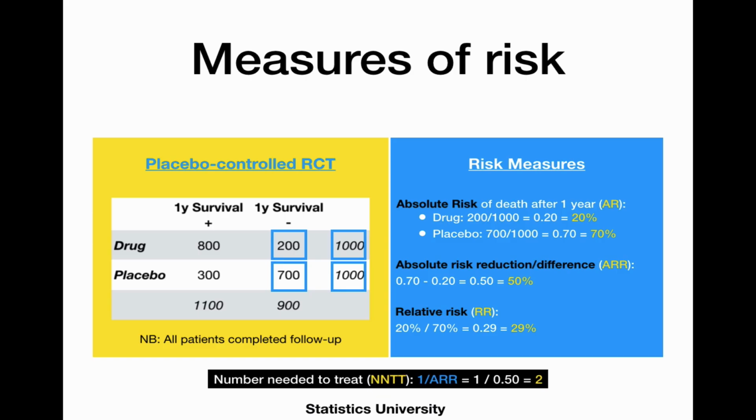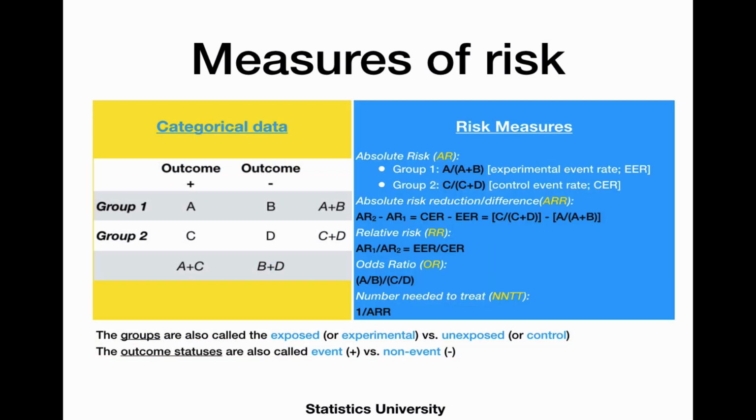Another interesting number to calculate is the number needed to treat, and that is calculated by dividing 1 by the absolute risk reduction, and in this case it will be 1 divided by 0.50, and that results in a number needed to treat of 2. And that means that we need to treat at least 2 patients to prevent 1 death after 1 year. We can actually calculate all these different risk measures, such as the absolute risk reduction, relative risk, odds ratio, and number needed to treat, on the basis of the following formulas.